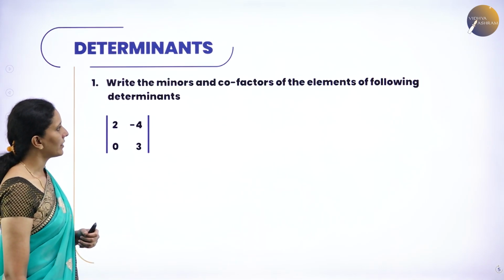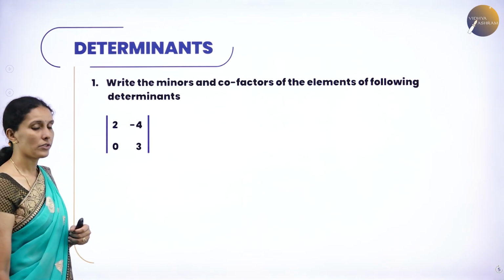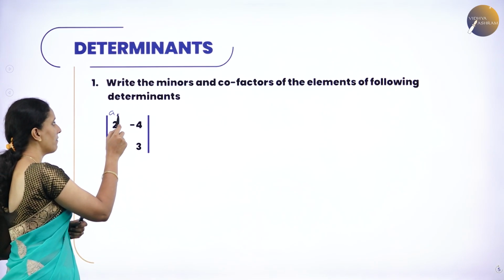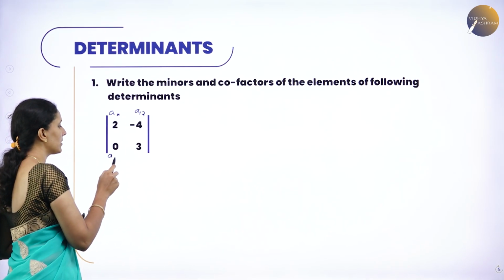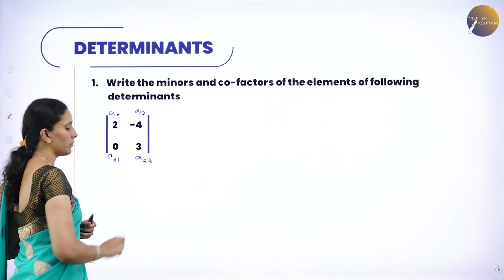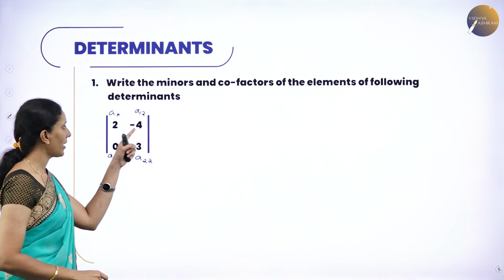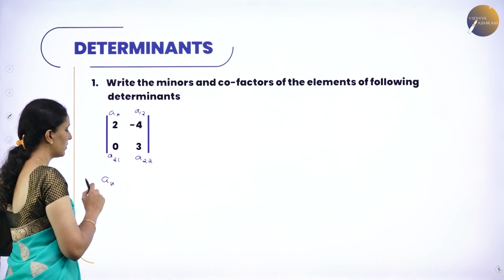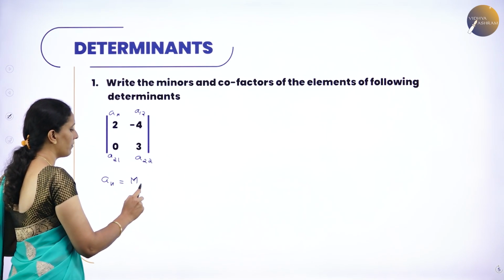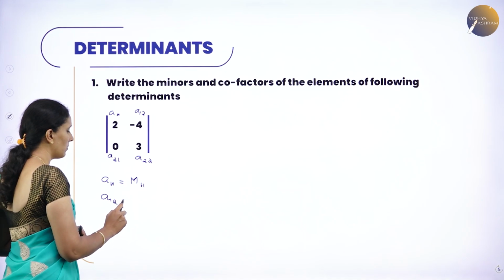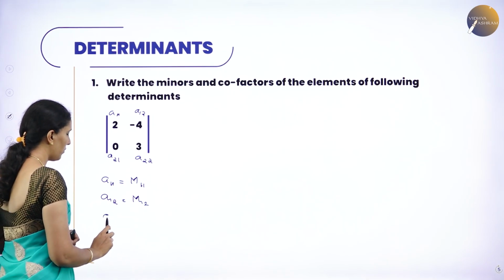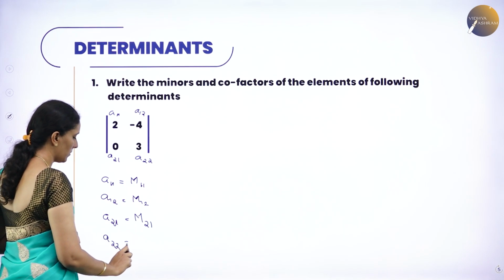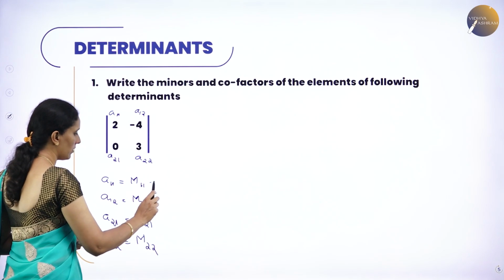Now, write the minors and cofactors of the elements of the following determinant. Here we have 2, minus 4, 0, 3. Let me take these as A11, A12, and here A21, A22. I am writing the minor of 2, minor of minus 4, minor of 0 and minor of 3. For A11 the minor is M11 and for A12 the minor is M12. For A21 the minor is M21, and for A22 it is M22. So these are the minors.